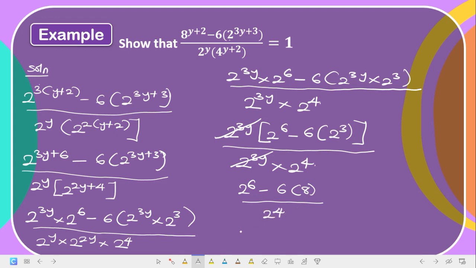So this gives us 2 raised to the power of 6 is 64 minus 6 times 8 is what? 48. Everything divided by 2 raised to the power of 4 is 16. And this becomes 64 minus 48 is 16 divided by 16. 16 divided by 16 is what? 1. So we've shown that this entire thing here is equal to 1. Is that not easy? It's pretty easy.